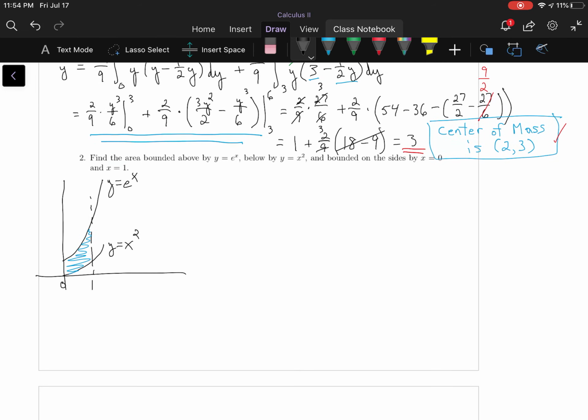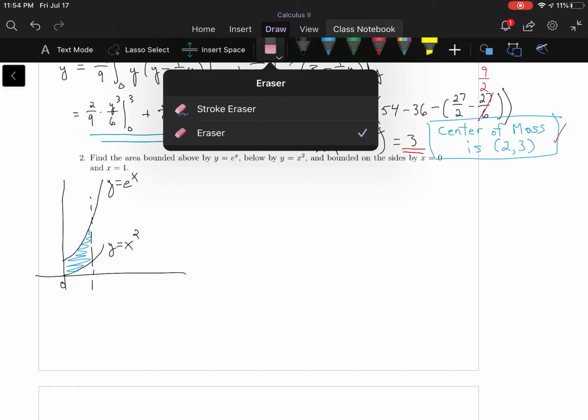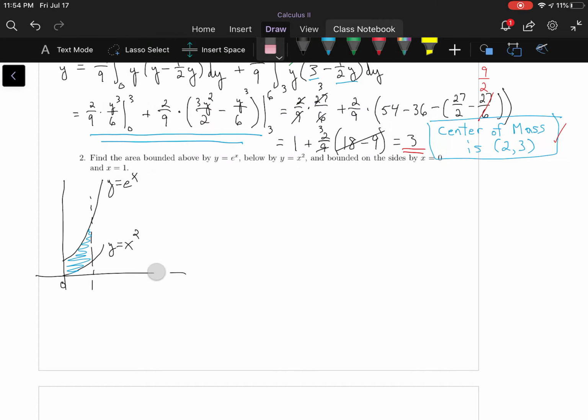Let's take a look at the second problem here. It asks us to find the area bounded above by y equals e to the x and below by y equals x squared, between the sides of x equals 0 and x equals 1. So I've got a little sketch over here of what the region looks like. So we want to find that shaded region.